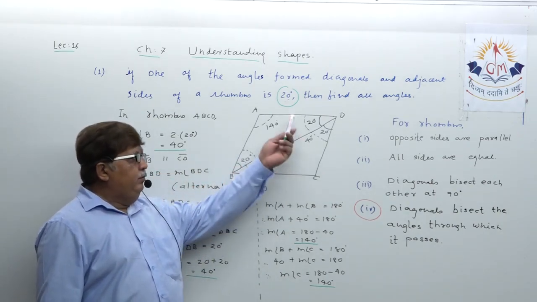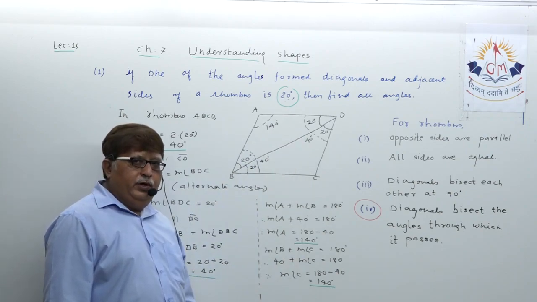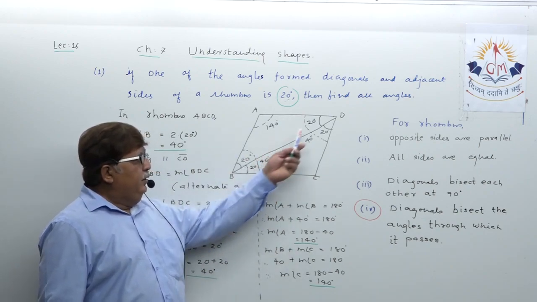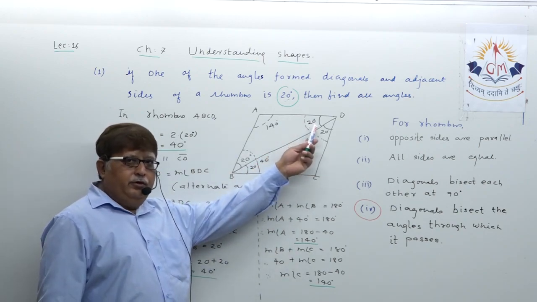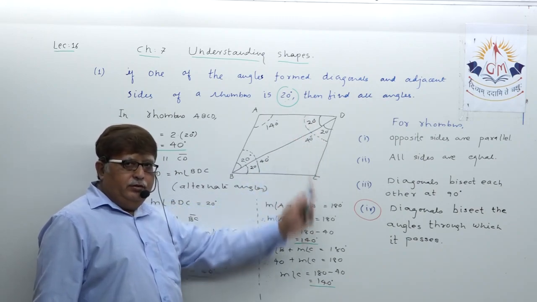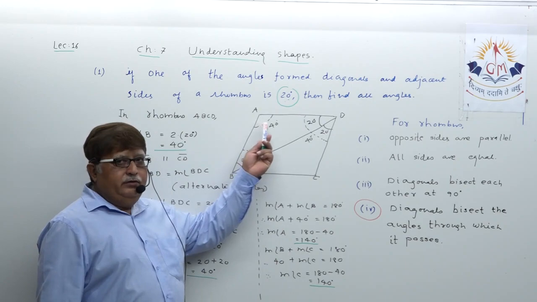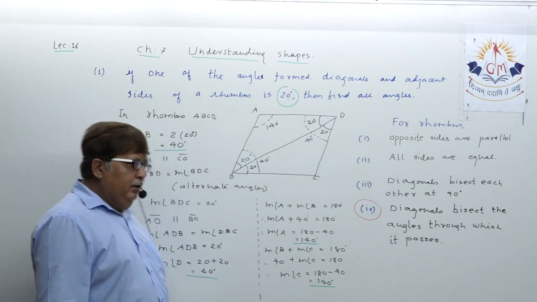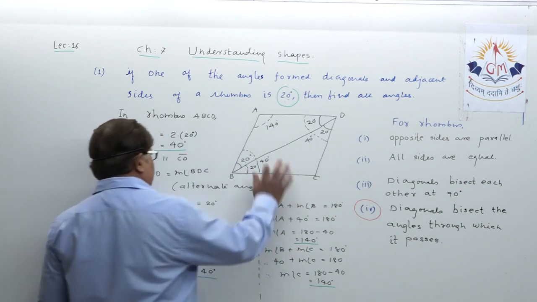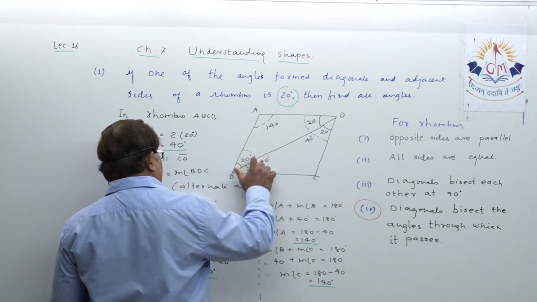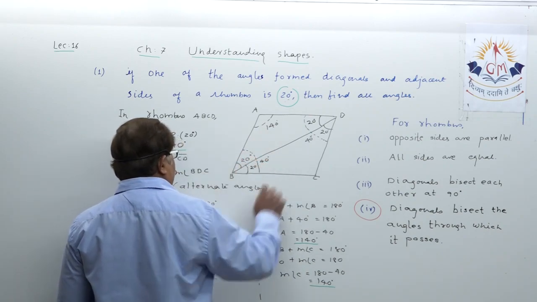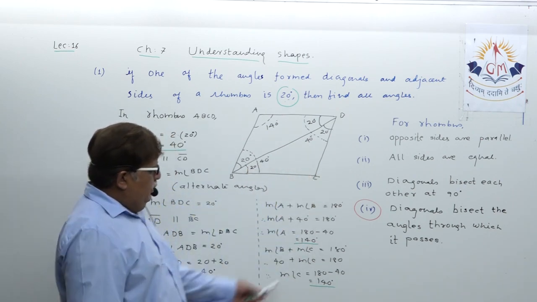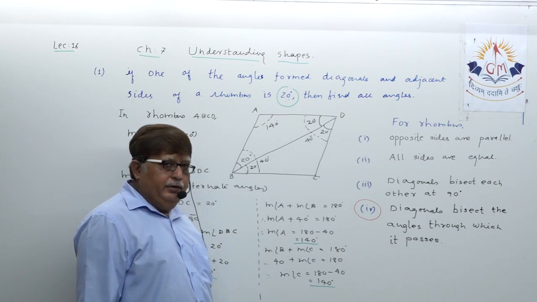Then we thought of two parallel sides, and because of the parallel sides alternate angles, you got 20, 20, and then add them you got D. Then as you know, adjacent angles are supplementary. A plus B equal to 180, B plus C equal to 180, and you can get the rest of the angles.